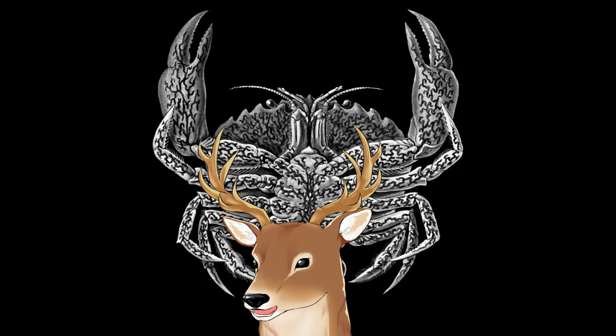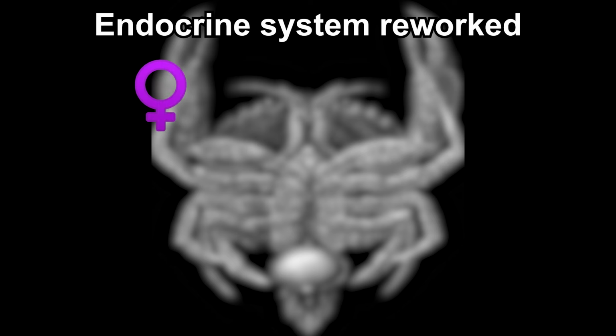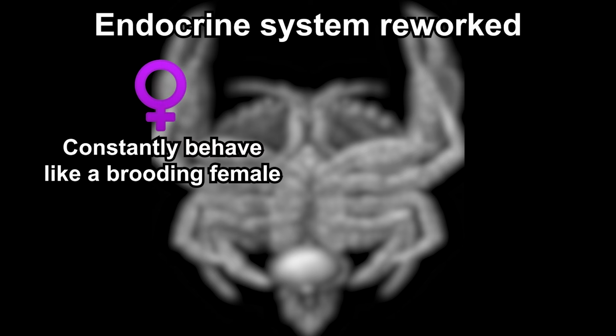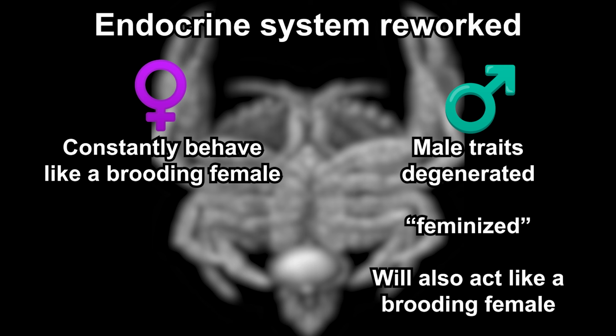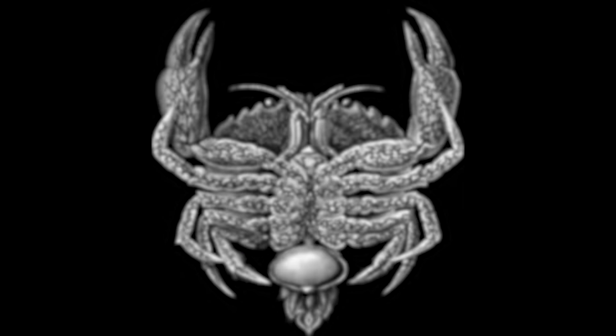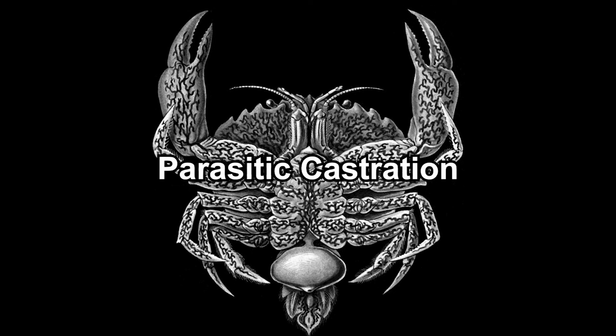While not being able to grow and develop is bad enough, that is not the extent of the alteration to the host. They also rework the host endocrine system. If the host is female, Sacculina will make the host behave as if they are a brooding female. If the host is male, Sacculina will make them degenerate all of their male traits so they resemble a female. Not just how they look, how they act too. In fact, they will also act as if they are brooding females. Hosts will be sterile after this alteration, of course, hence why it's called parasitic castration.